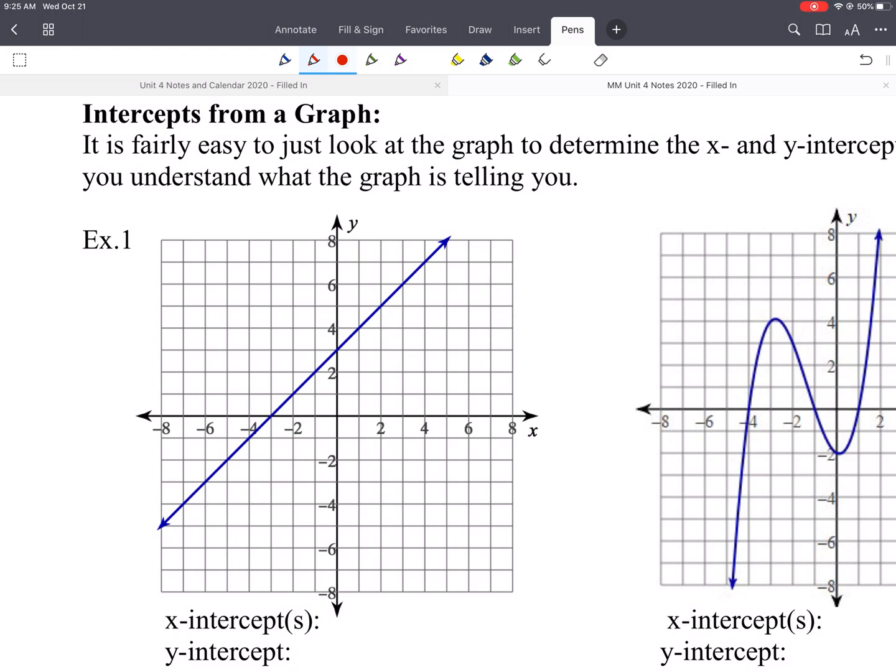Okay, so when you have a graph, it's fairly straightforward to determine where the x and y intercepts are. One thing you need to make sure of is that it tells you this is your y-axis. If we want to find the y-intercept, it's where it crosses that line. So this is the y-axis, and that line crosses it at this point.